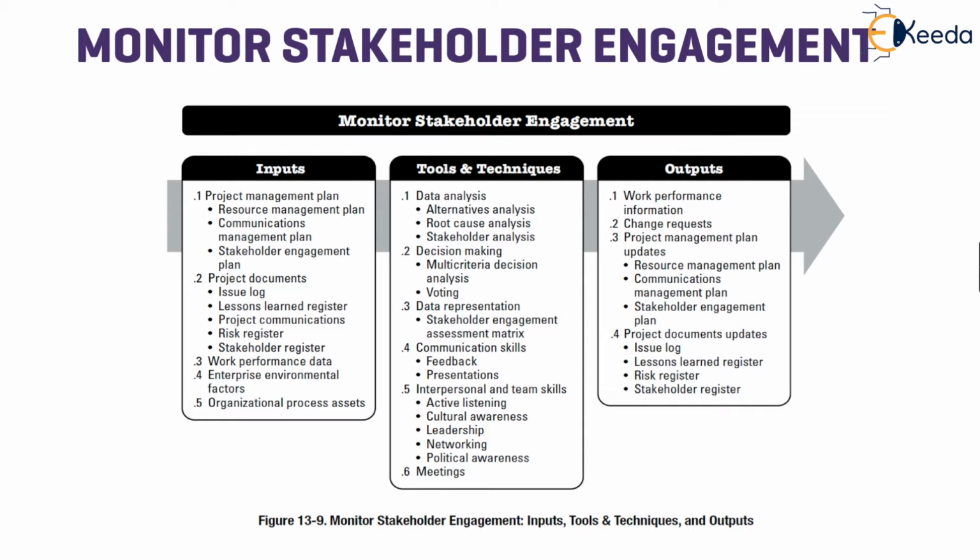Also, the team should have interpersonal skills like active listening, leadership, networking, political awareness, etc., to carefully monitor and manage the stakeholders. The outputs of this process will be the work performance information, any change requests received, updates to project documents, stakeholder register, and updates to the stakeholder engagement plan.